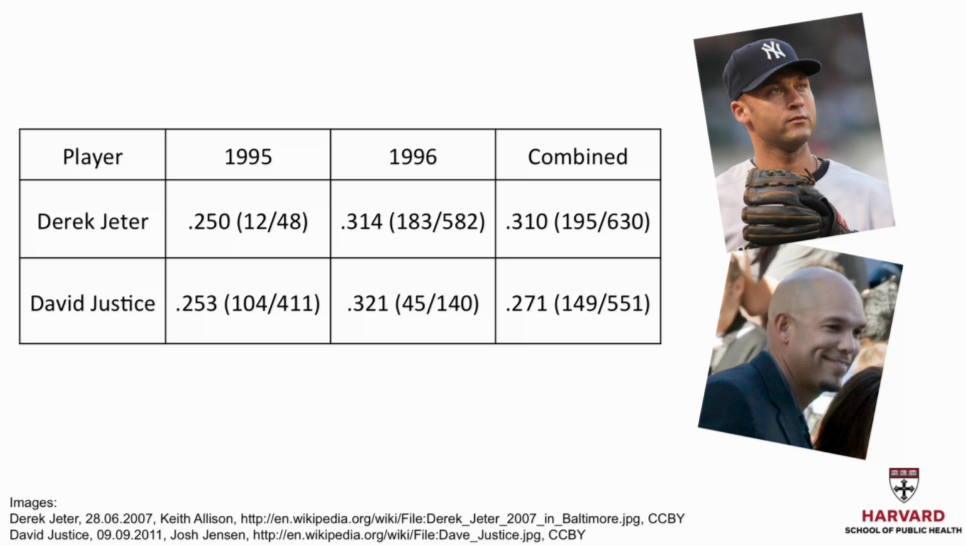So how is that possible? Again, it's confounding. Jeter batted fewer times in 1995 when he had a lower batting average, and he batted many more times in 1996 when he had a much higher batting average, while the opposite is true for David Justice. So once you aggregate all that up, you see that combined, Jeter is the better hitter.